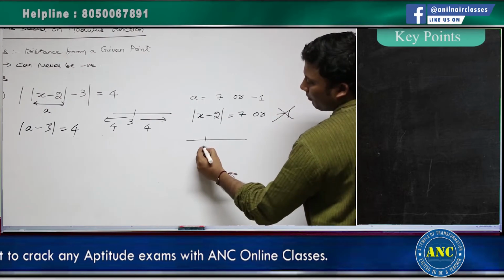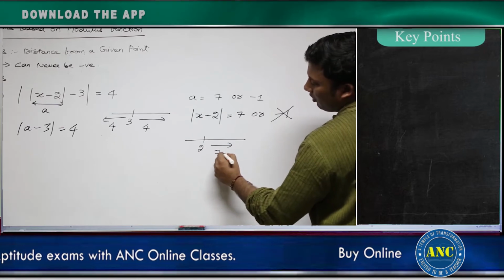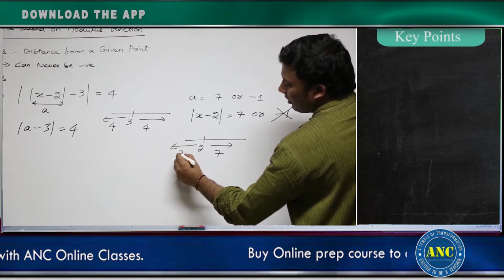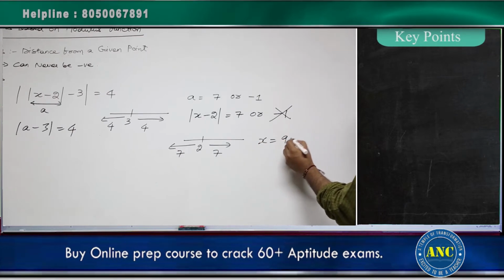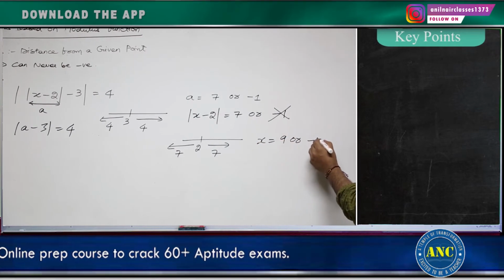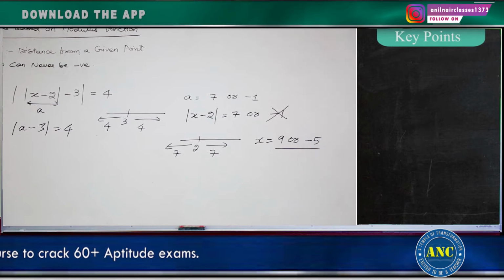X is there at point 2. It travels 7 units forward and it travels 7 units backward. If it travels 7 units forward, 9. 7 units backward, minus 5. So 9 or minus 5.